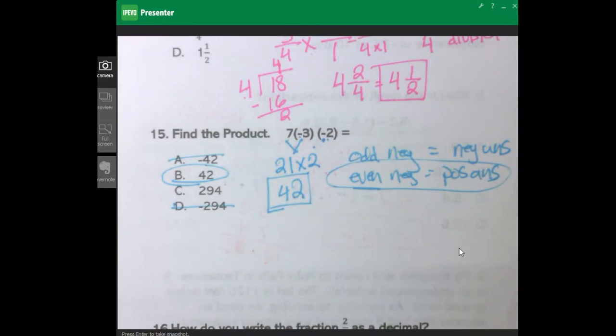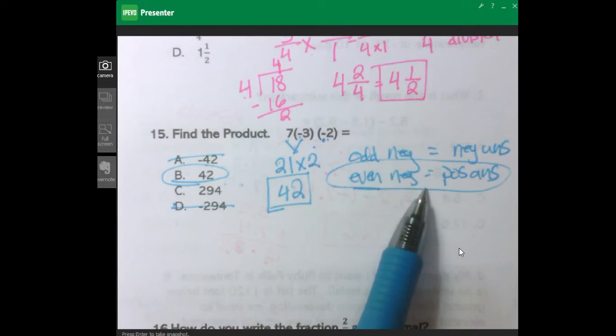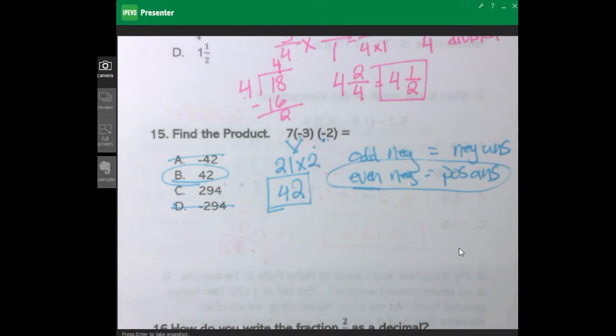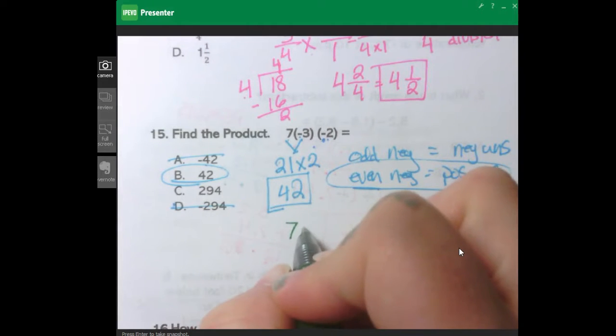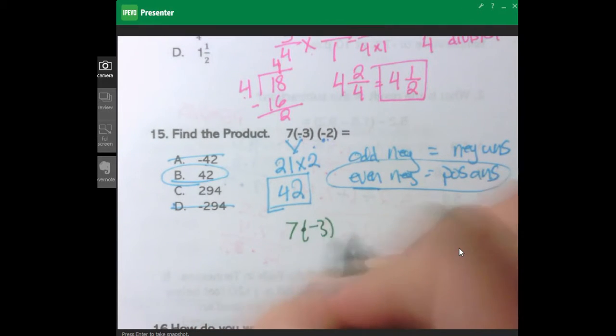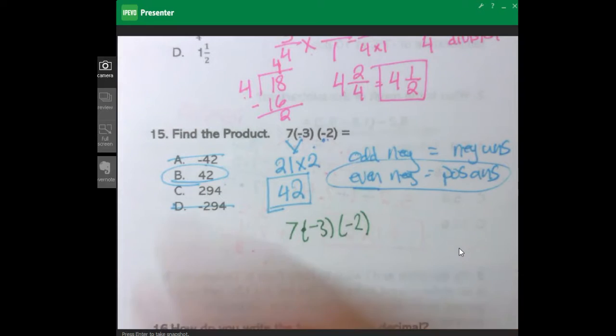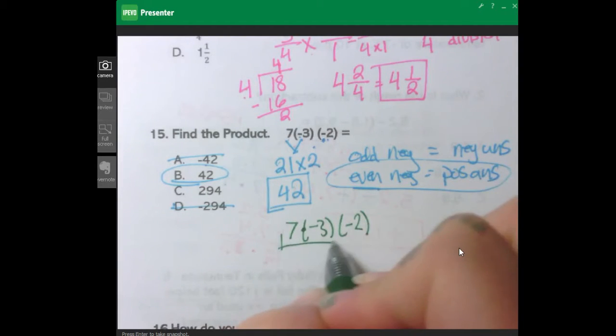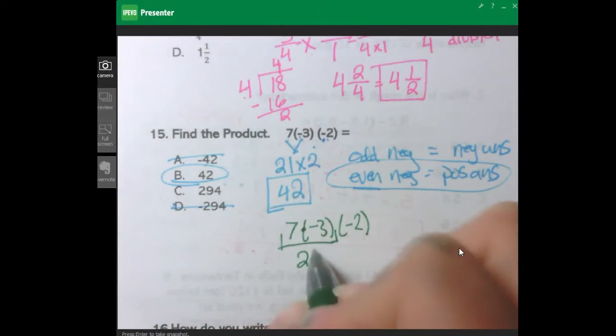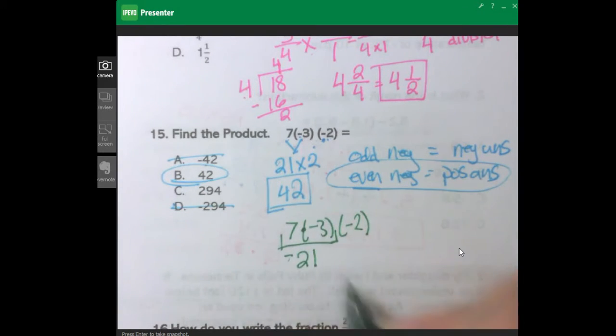If you wanted to, instead of doing it this way, you could look and say 7 times negative 3 times negative 2, and then just work each one. Well, 7 times 3 is 21. Positive times a negative is a negative. So negative 21 times negative 2. 21 times 2 is 42. A negative times a negative is a positive. We got the same answer. So you could have done this one either way.